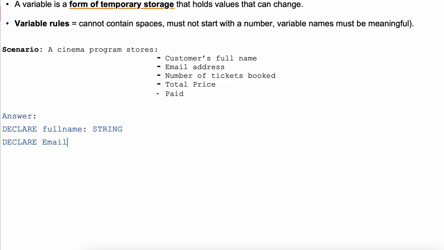Now moving down the line, we are going to declare the next variable, and this is email_address. I think email is meaningful enough. Again, this would be a string. Why? Because a string can contain letters, numbers, and symbols, including the @ sign. So that's two variables declared.